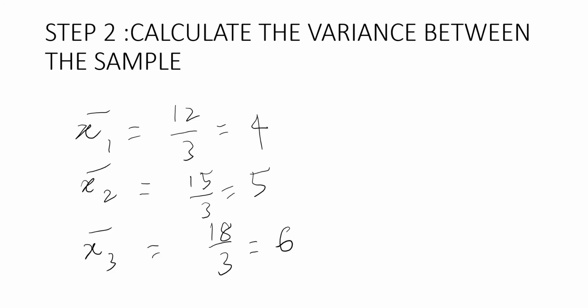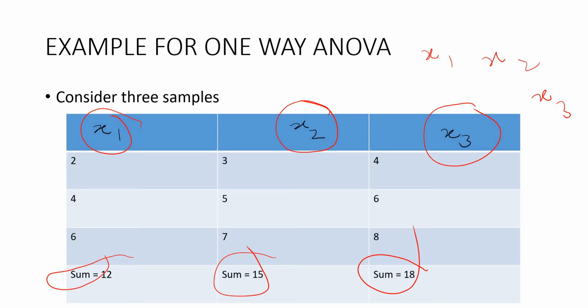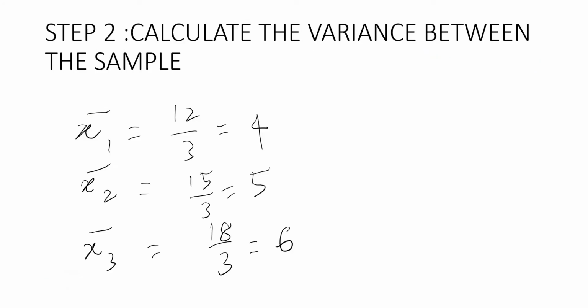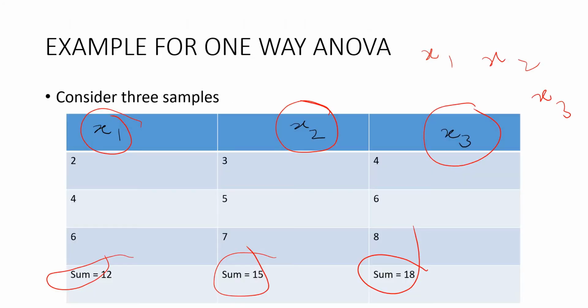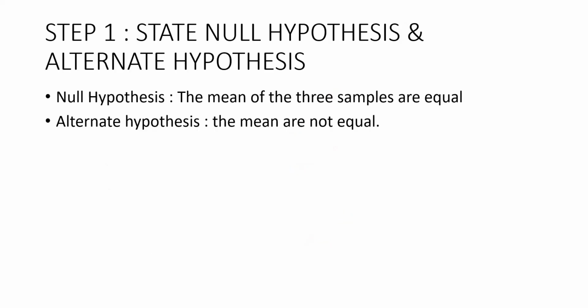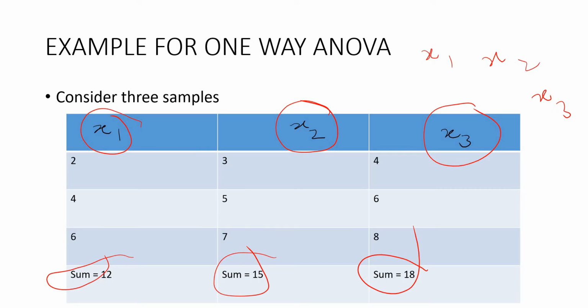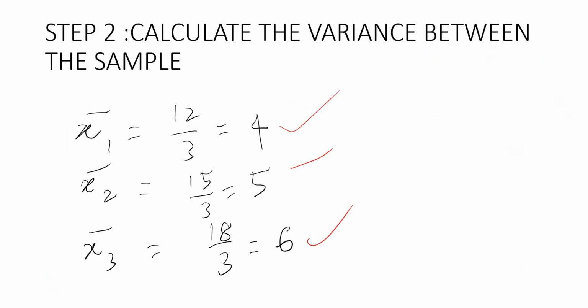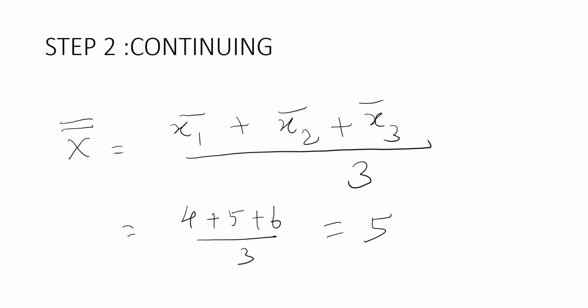Now step two, calculate the variance between the samples. For that you need to calculate x1 bar. How do you calculate x1 bar? X1 is 2, 4, 6. You calculate the sum, that is 2 plus 4 plus 6, which is 12. 12 divided by 3, just the average, the mean, is 4. In the same way, x2 bar is 5 and x3 bar is 6. You can see 15 divided by 3 is 5 and 18 divided by 3 is 6. So we just calculated the averages.